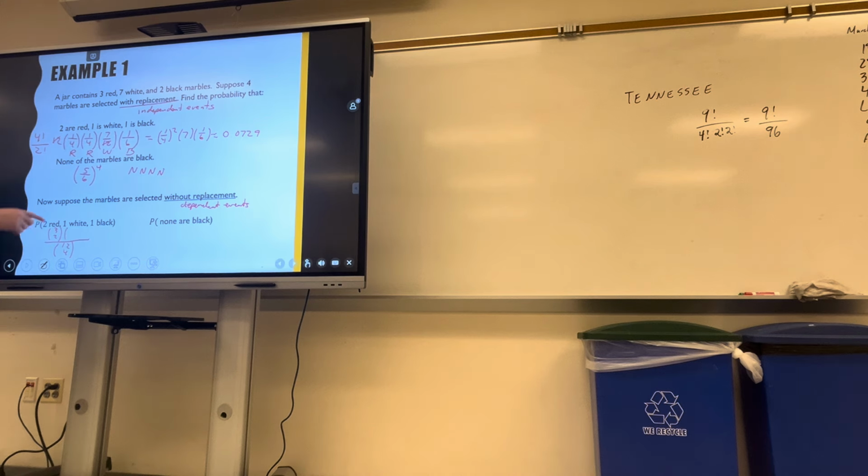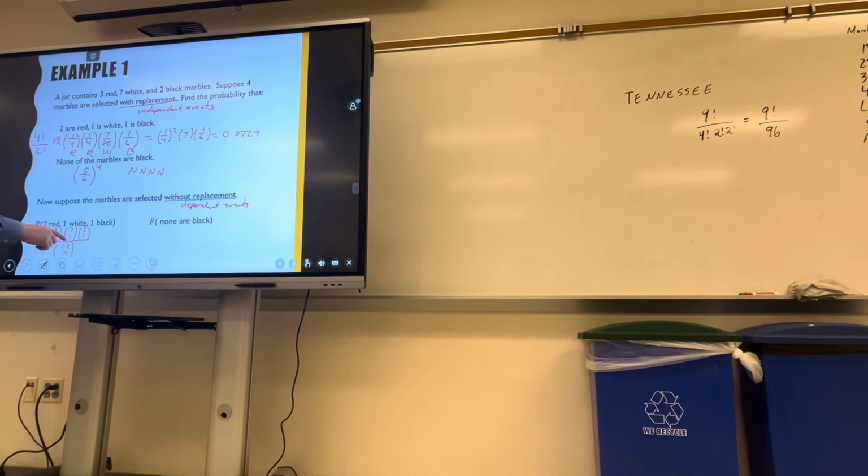Then I only have to pick 1 white and I have 7 to pick from. So 7 choose 1, which is obviously 7. And 1 black out of 2, there's going to be 2 ways to pick that. And does it make sense I'm multiplying all these together? Because I have to pick this and this and this. And we said when you use and, you typically multiply. When you use or, you typically add. Okay? So we should multiply here.